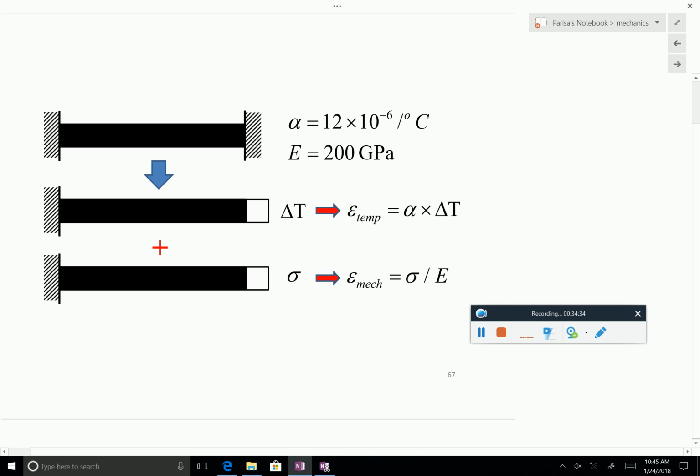Yeah, I think I have a nice one. So if you look at the temperature, the strain due to temperature change, and the strain due to mechanical stress, we have these two.